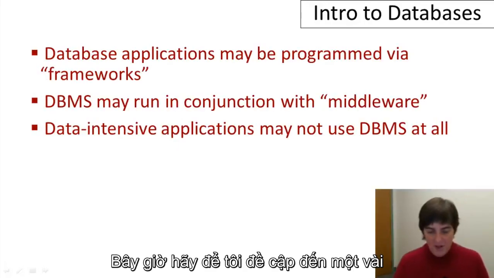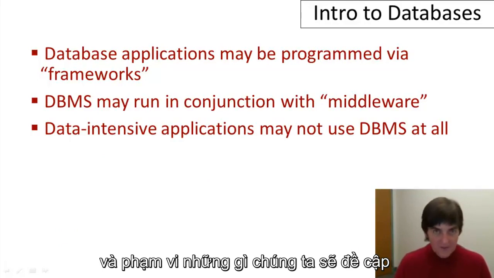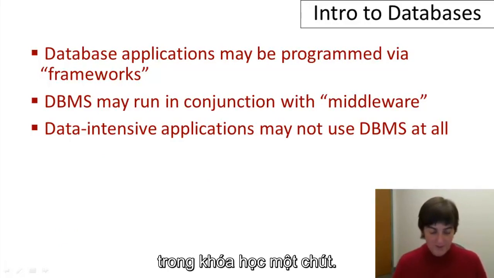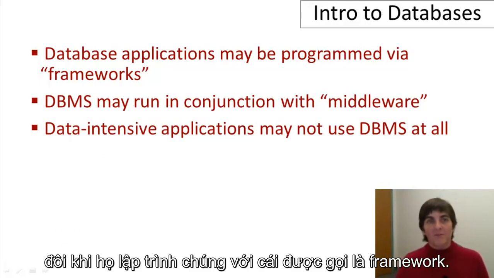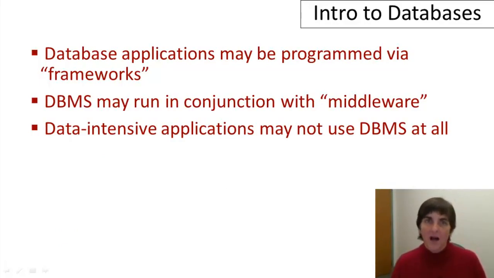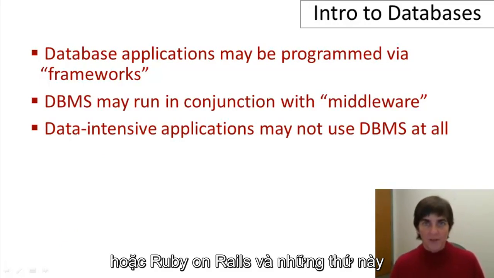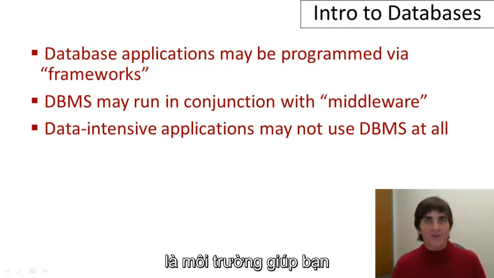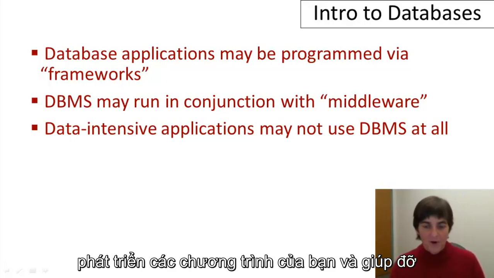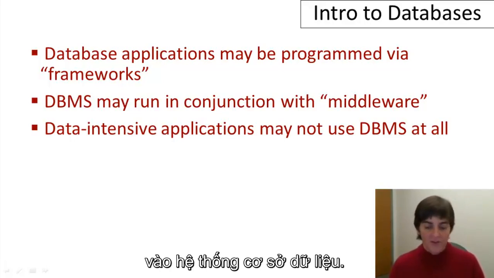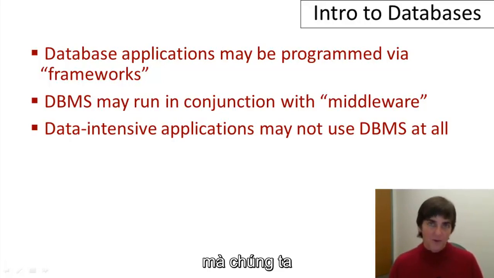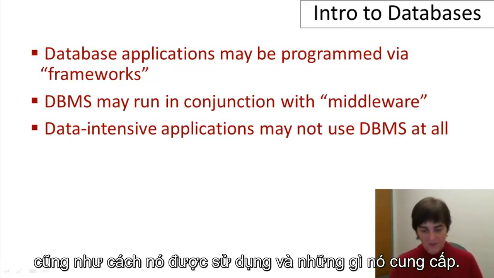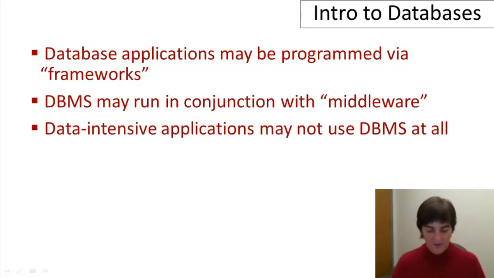Now let me mention a few of the aspects surrounding database systems and scope a little bit what we're going to be covering in this course. When people build database applications, sometimes they program them with what's known as a framework. Currently, as of the time of this video, some of the popular frameworks are Django or Ruby on Rails, and these are environments that help you develop your programs and help you generate, say, the calls to the database system. We're not in this set of videos going to be talking about the frameworks, but rather we're going to be talking about the database system itself and how it's used and what it provides.